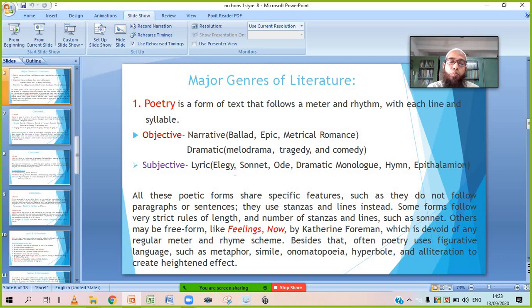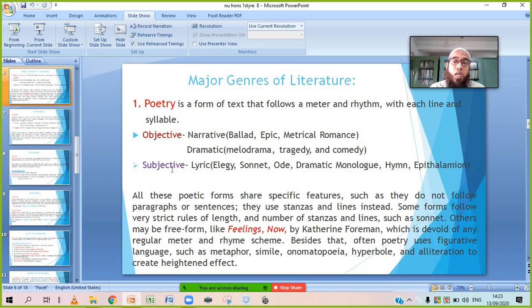What does lyric mean? That we will see, the definition of lyric and features of lyric. Lyric includes these types of poems: elegy, sonnet, ode, dramatic monologue, hymn, epithalamion. All these belong to the same group, lyric. All are lyric, but they have some differences. That's why their names are different. That we need to know. Before going to this topic, can you remember what is objective and subjective? We talked about subjectivity and objectivity in the previous class. That you need to know very well.